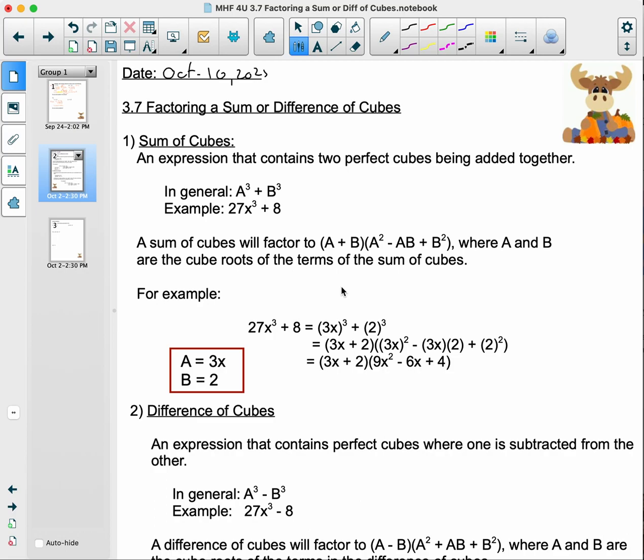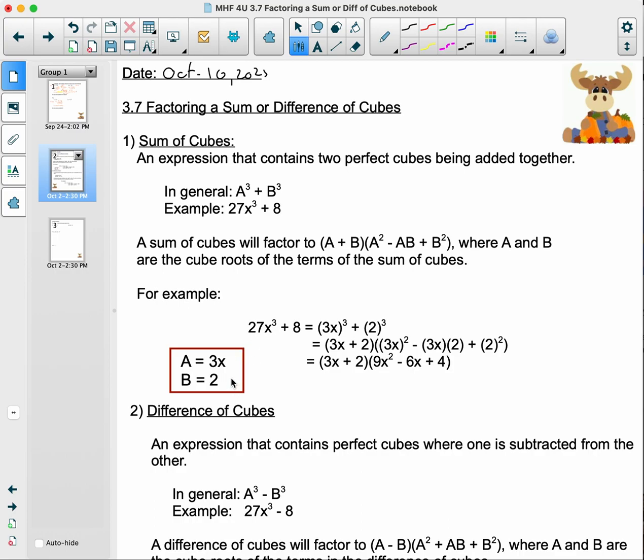Every time you factor a sum of cubes, you end up with the cube root of a plus the cube root of b in your first bracket, and then your second bracket is the cube root of a squared and the cube root of b squared on the ends, and in the middle is the product of the two cube roots. Okay, so to factor that 27x cubed plus 8, the cube root of 27x cubed is 3x, the cube root of 8 is 2.